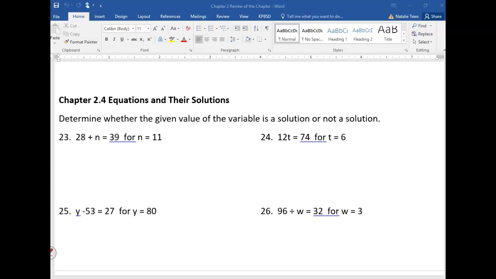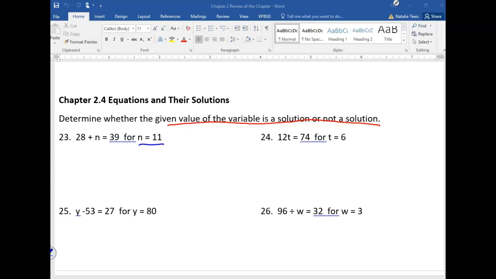Okay, so by the way, common error alert, guess what I see for a lot of these? It says determine whether the given value of the variable is a solution or not a solution. Some people don't read that and they just automatically do this. Why would I not do that on this one? Because you have to rewrite the question with n equals 11. Yeah, they already gave me n equals 11. So do I need to figure out what n is? No, they already told me.